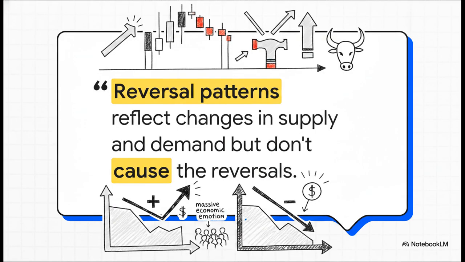This really brings us to a crucial summary. Reversal patterns are the result of underlying market dynamics. They reflect changes in supply and demand, but don't cause the reversals themselves. Never forget that candlestick charts are simply a visual footprint of human emotion and massive economic forces at play. They don't magically make the market move. They just show you exactly where the big money is deciding to make its stand.